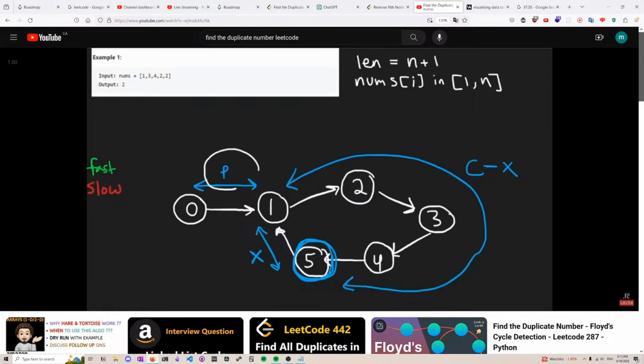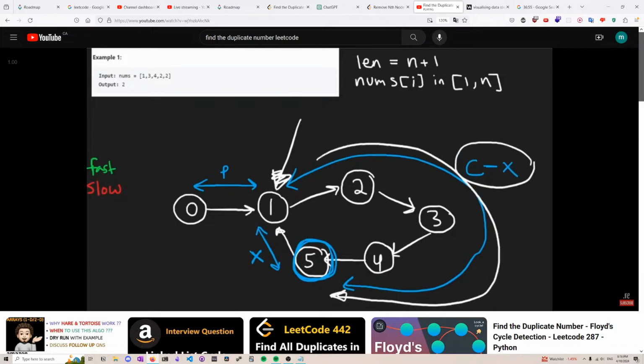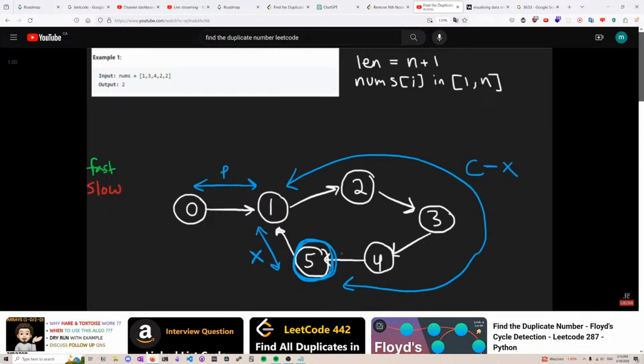Now we know that the fast pointer is going to do more than that. It's going to do this p portion once, then it's going to do a complete loop. Because remember, the fast pointer is going to outloop the slow pointer and overlap it, so it's going to have to complete at least one full loop, and then once it does a full loop, it's going to be back here, and then it's going to traverse this c minus x portion to get to the intersection point. We don't know where the intersection is. Obviously, I drew it over here, but it could be anywhere.